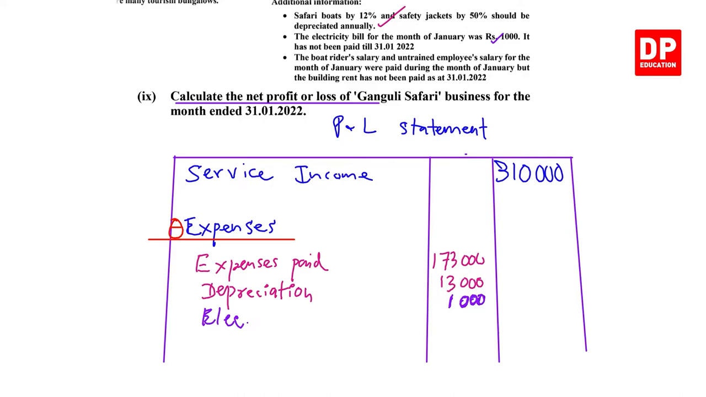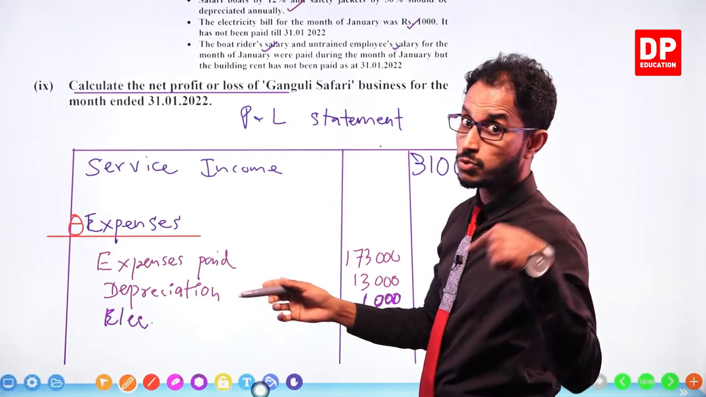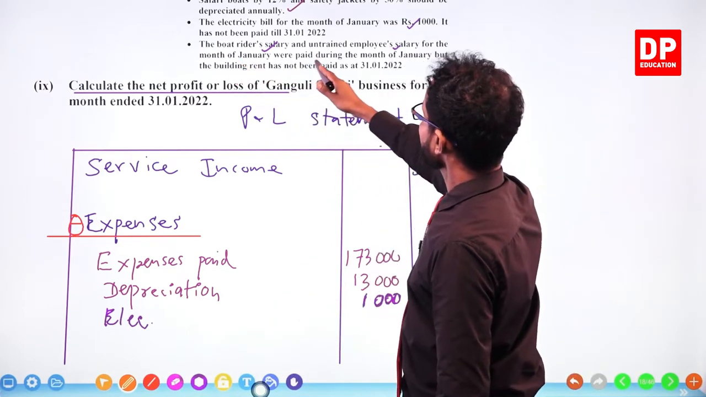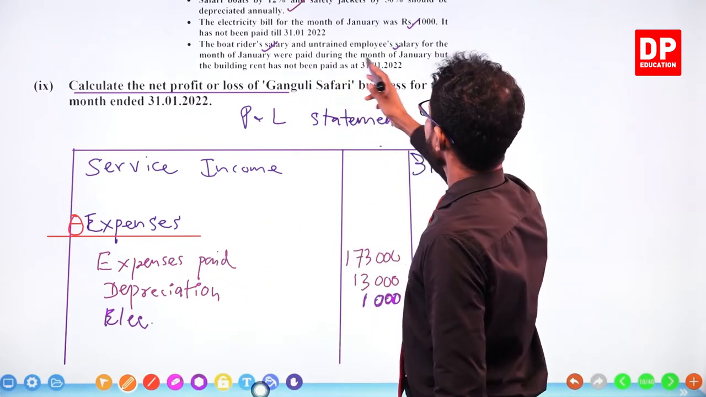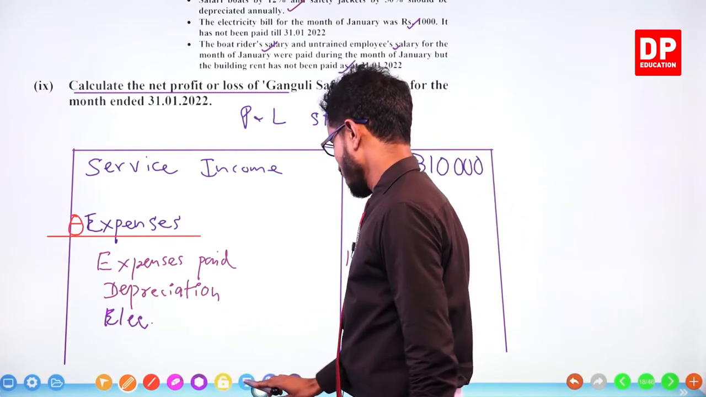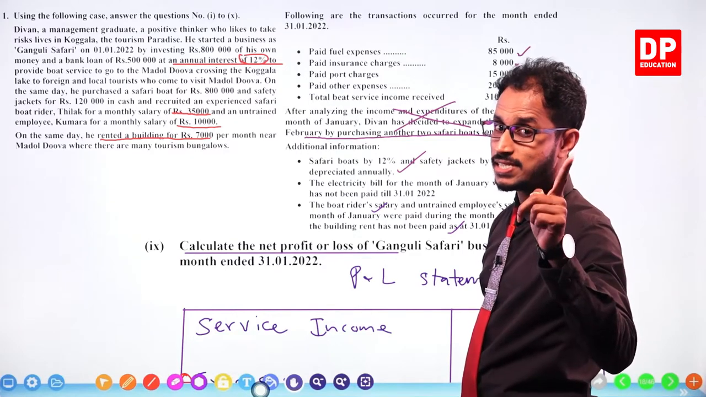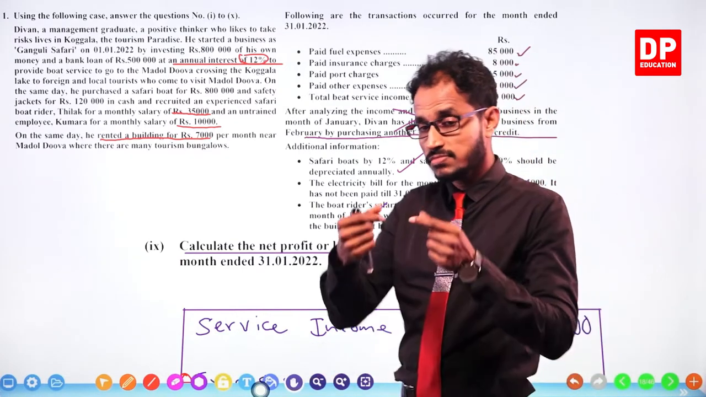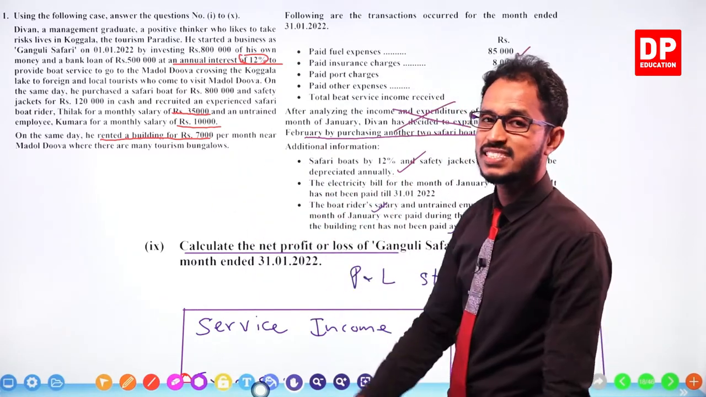Then, that is also done. Boat rider salary and untrained employee salary, we already took from the cash book for the month of January. Paid or not, we have taken. But building rent has not been paid. Even though it is not paid, have to take it, because profit or loss is calculated on accrual basis. Accrual basis means not considering cash; whether paid or not, you have to take the expense.